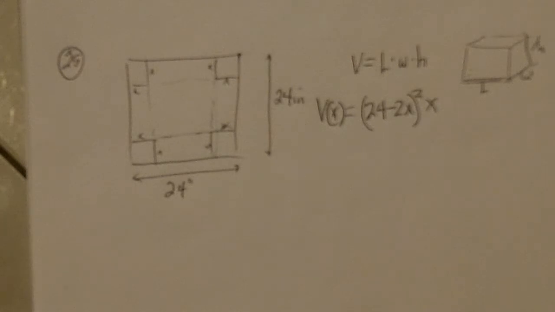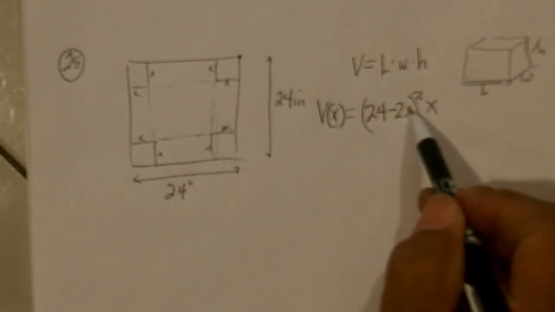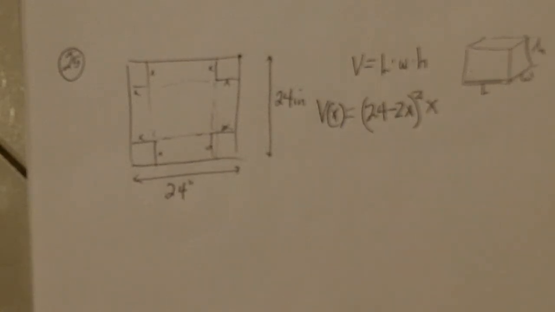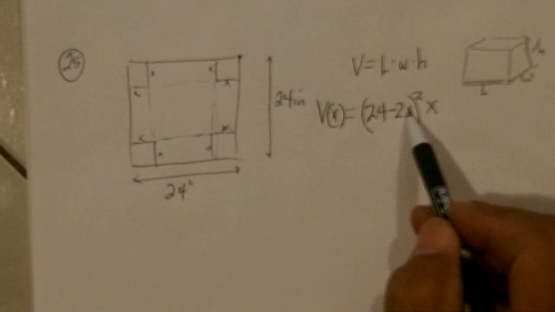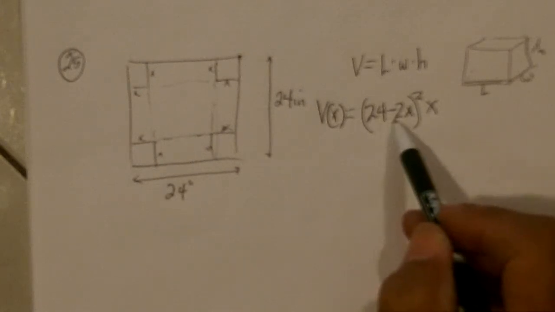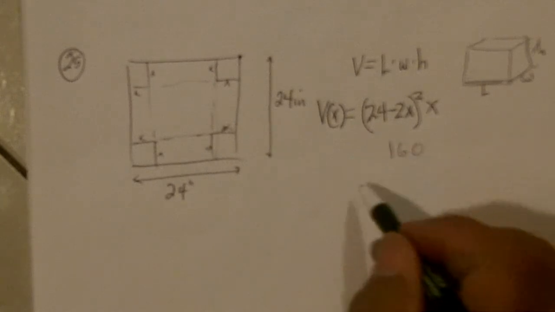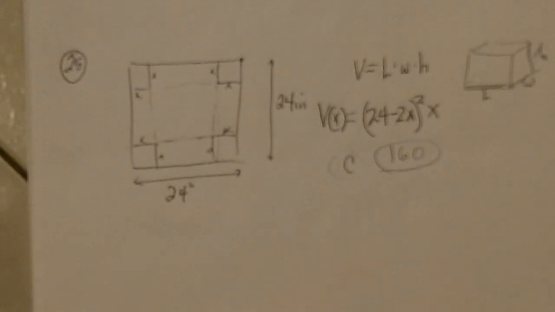And then they said, how much would there be if you cut out a 3-inch square? So you'd do 24 minus 2 times 3, so 24 minus 6 is 18 squared times 3, and that would get you the answer for B. And what if you did a 10-inch square? So 2 times 10 is 20. 24 minus 20 is 4. 4 squared is 16 times 10 would be 160. That would be the answer to C. I didn't do B, but you get the idea.